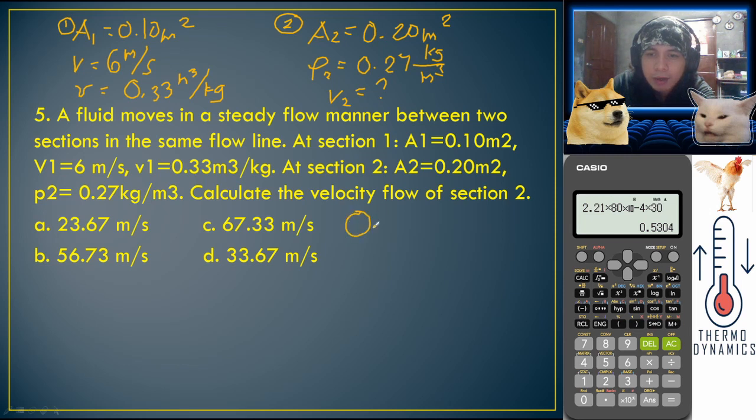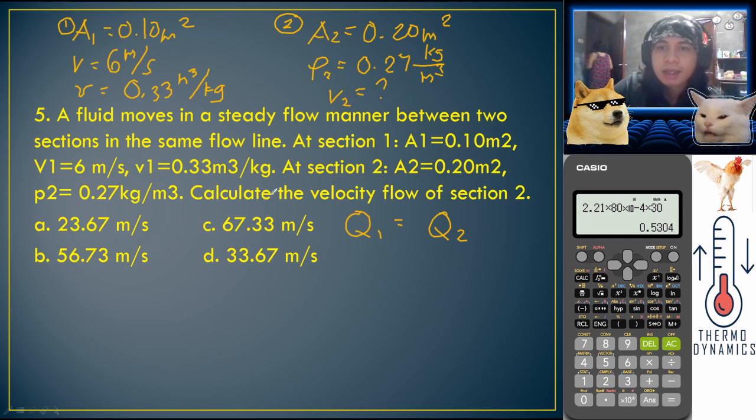So we have mass flow rate or volume flow rate, Q1 is equal to Q2 sa section 2. Okay? So dito, anong gagamitin natin? Mass flow rate or volume flow rate? Definitely, tama, we will use the mass flow rate. Kasi meron tayong density, area, tsaka velocity. Hindi pala volume, that's velocity pala.